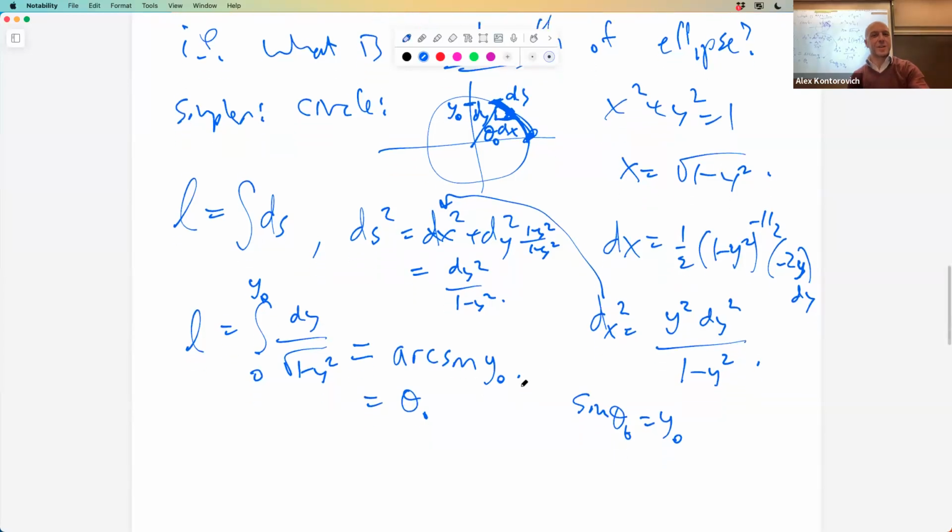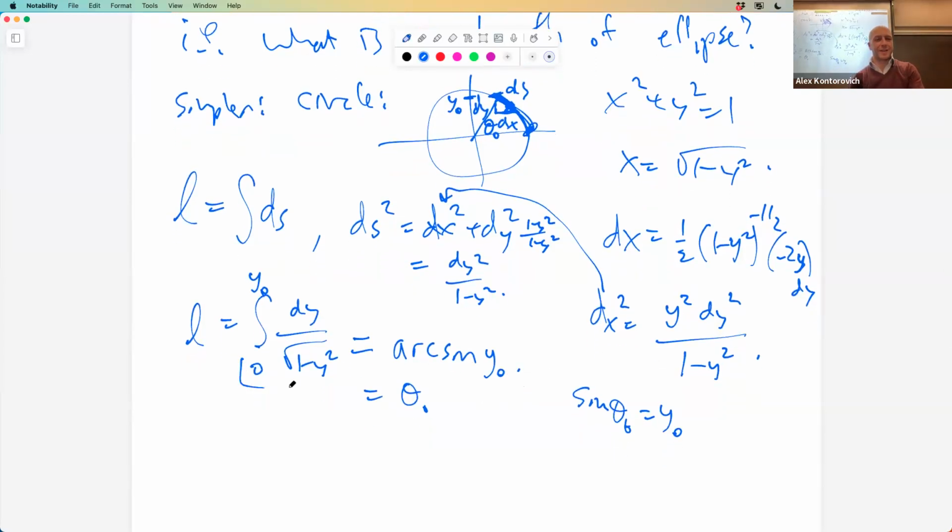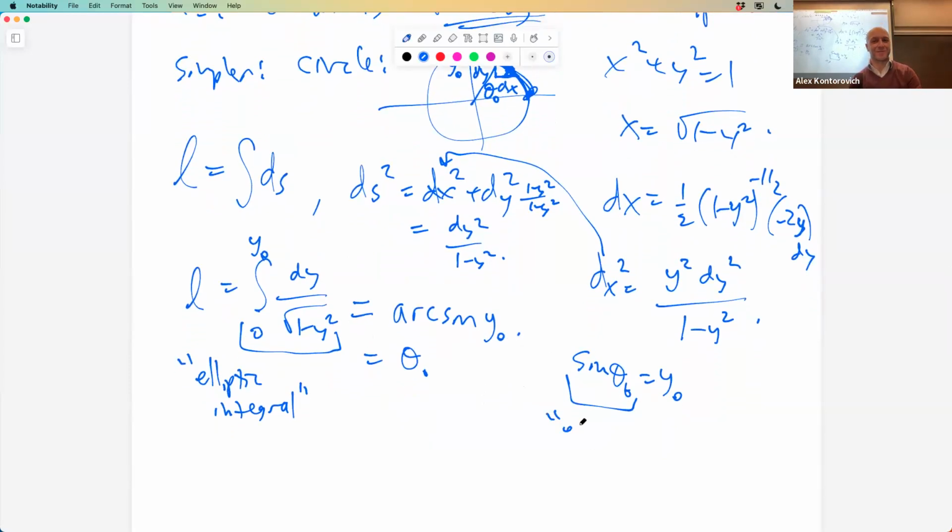So this thing is what we will see as an elliptic integral in a second. This is a baby case of an elliptic integral because we can evaluate it explicitly. And this is the inverse of an elliptic integral, and that's called an elliptic function. An elliptic function is an inverse of an elliptic integral, and it's this thing that has periodicity.